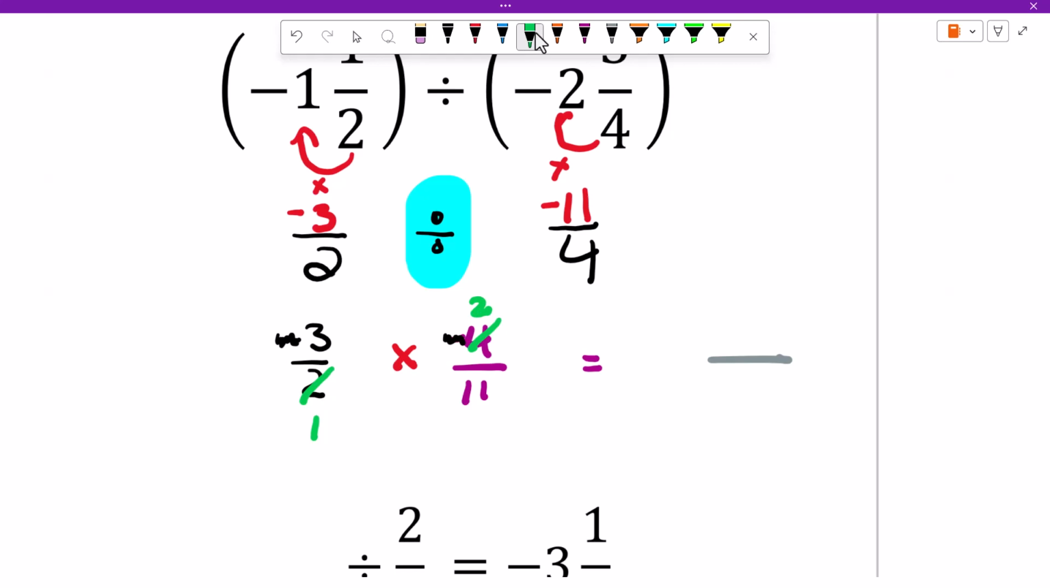Is there anything else? No, a lot of people shaking their heads. That's it. So you multiply the tops together. This times this gives us 6 over 22. Actually, 6 over, not 22, 11. 1 times 11 is 11.